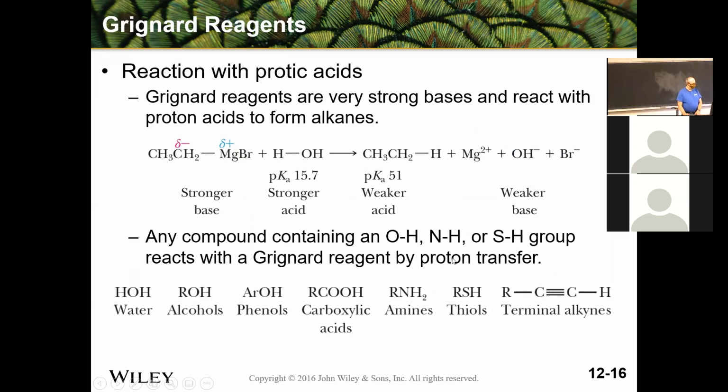Grignards are very strong bases, and so we want to make sure we exclude water, alcohols, or any of these other functional groups that have acidic hydrogens. What will happen is you'll simply get protonation at this carbon. You get the alkane, and then the reaction's over.